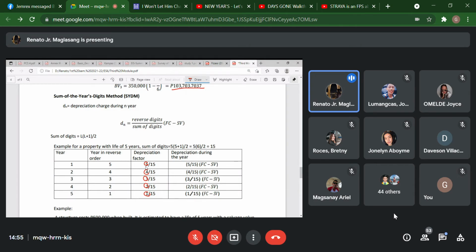Over the sum of digits. If your L is 5, the sum of digits using this equation is 5 times 6 over 2, which is equal to 15. So that's why you have the depreciation factor, which is 5 over 15, 4 over 15, 3 over 15, 2 over 15, 1 over 15. So this one here is the depreciation factor.